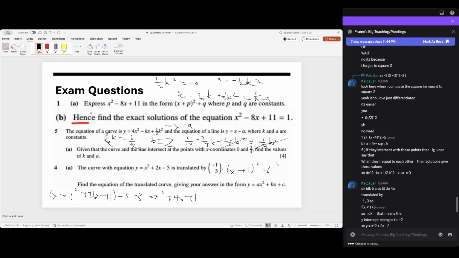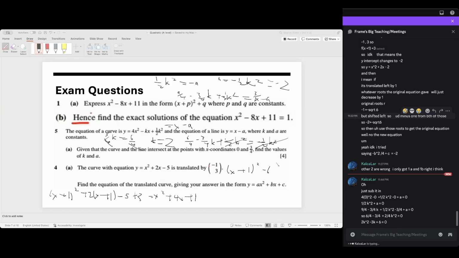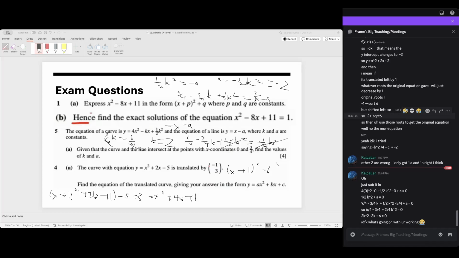And with k is equal to 2, and minus 2 squared is 4, and minus half times 4 is minus 2, and we can find out that a is minus 2. Yeah.